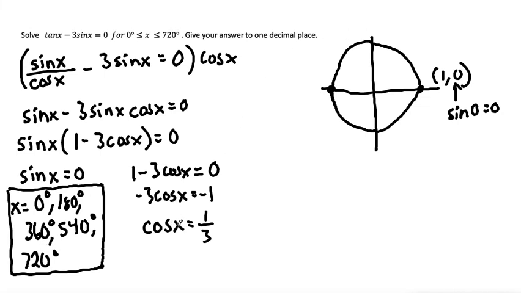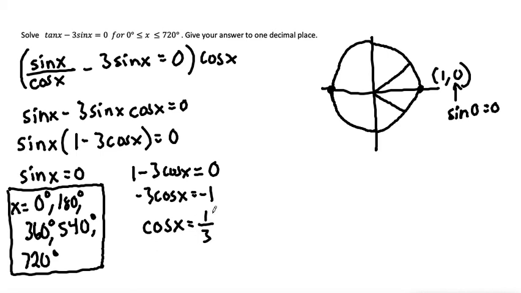Okay, so next for cos of x is equal to 1/3, where cos is positive, but between 0 and 1 is in quadrant 1. Once we get to quadrant 2, cos is negative because that's where the x values are negative. Same thing with quadrant 3, the x values are negative there as well. But once we get to quadrant 4, the x values are positive. So we're going to get our 2 solutions on the unit circle in quadrant 1 and in quadrant 4.